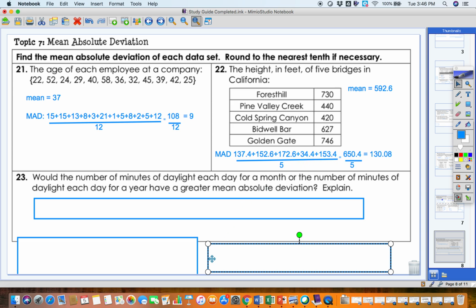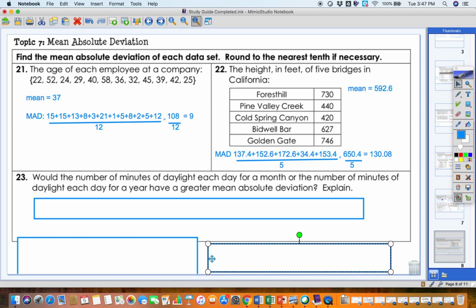So on number 23, would the number of minutes of daylight each day for a month or the number of minutes of daylight each day for a year have a greater mean absolute deviation? So basically this is asking which one varies more. If it has a low mean absolute deviation, your data points don't vary a lot. If you have a large mean absolute deviation, it means your points do vary a lot.